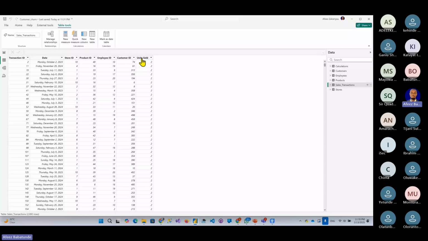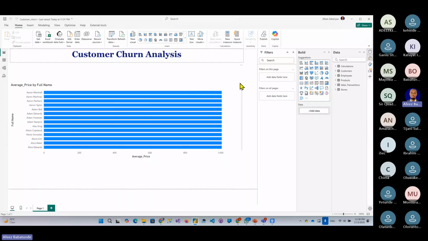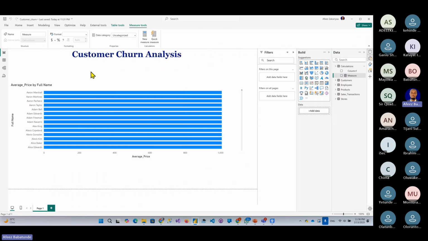You want to multiply the unit sold by the product cost price and selling price. That's what you want to get. So let's try it and see if this formula will work. New measure, and let's call it total cost.